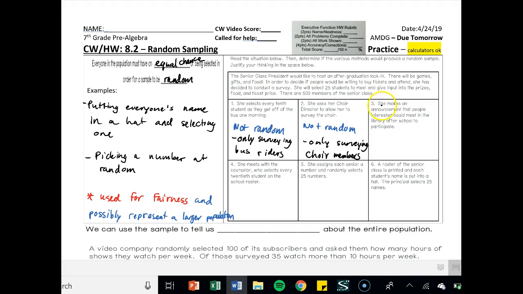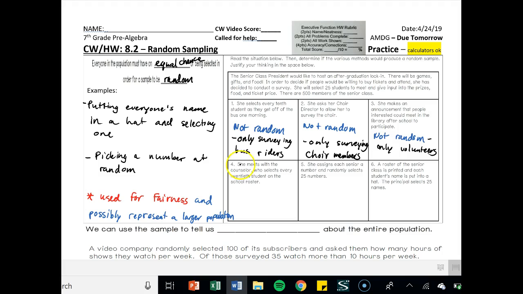Method number 3, she makes an announcement that people interested could meet in the library after school to participate. Now that seems like it's kind of random, right? Nope, this is also not random because here you're only getting volunteers, right? Just asking people if you want to participate. Some people will be like, nah, I don't want to waste my time with that, and only the volunteers are actually going to participate. So it's still not representative of all 500 members if we want a truly random sample.